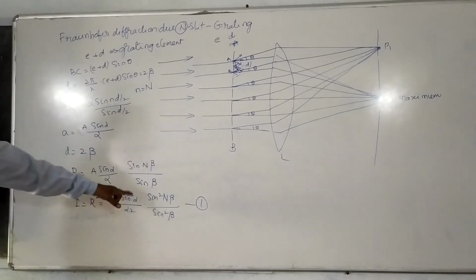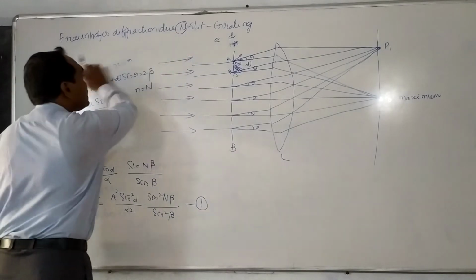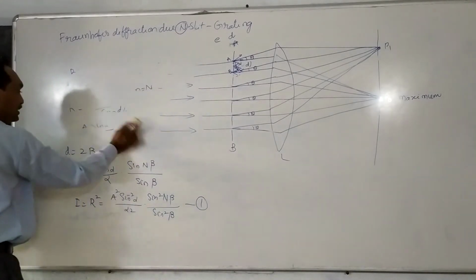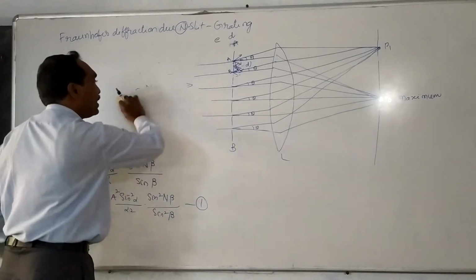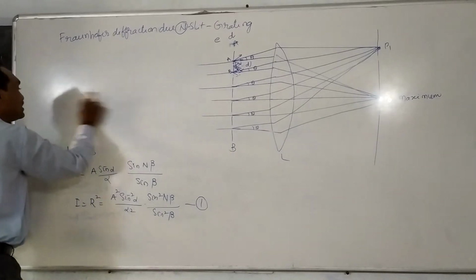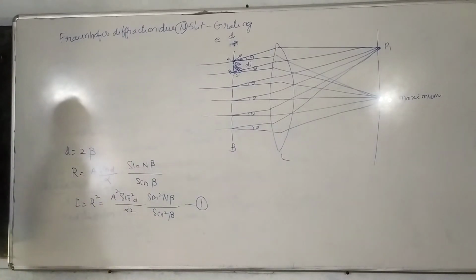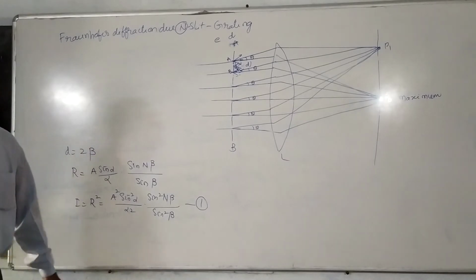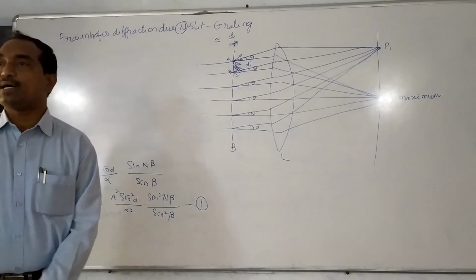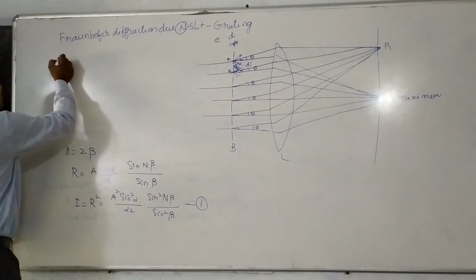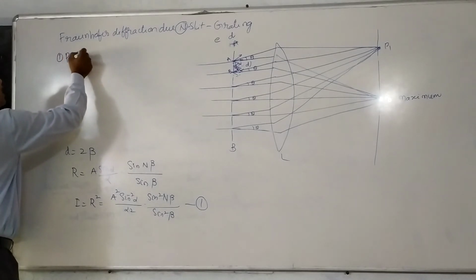Now we will discuss the second term, how the intensity is distributed by using this sin square n beta by sin square beta term. There are also principal maxima, minimum intensities, and secondary maxima. Firstly, we will discuss the principal maxima.